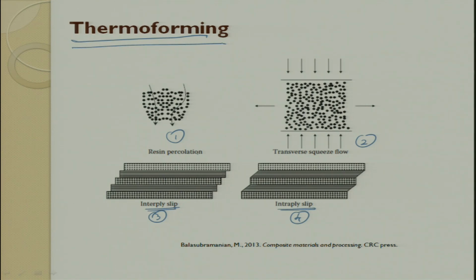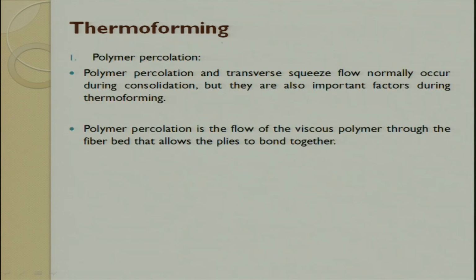If this process has to be done with a thermoset, it is slightly easier. Here the matrix has to be taken to a viscoelastic state, so it requires a lot of care. So, what happens in percolation? Percolation and transverse squeeze flow normally occur during the consolidation process.